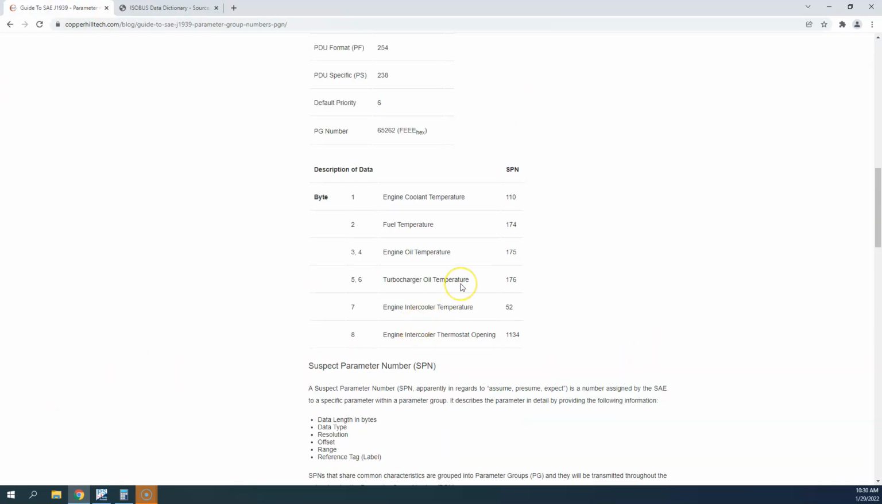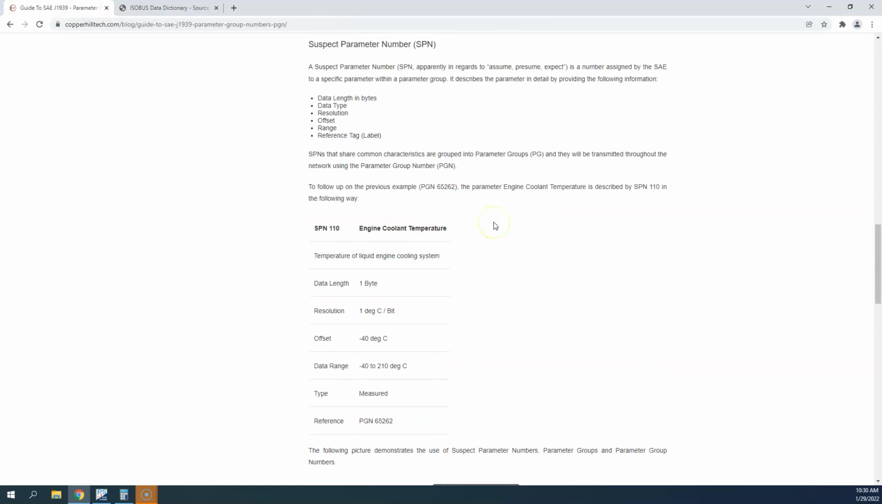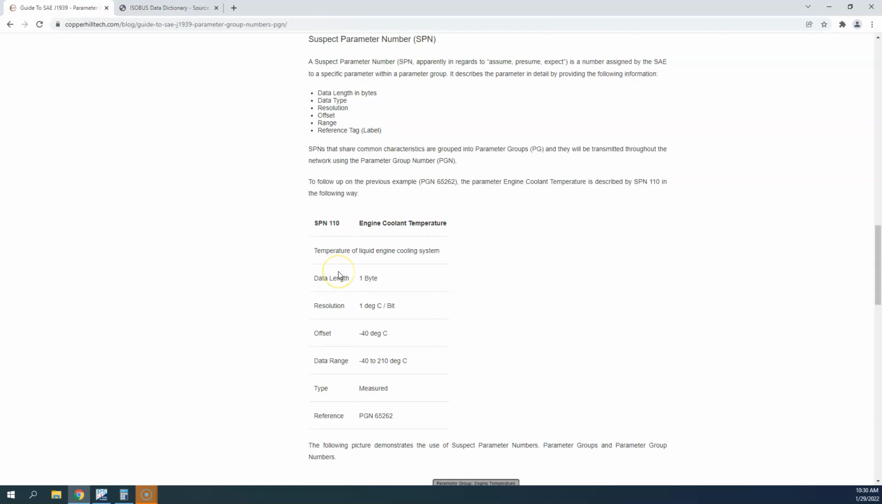We look at what byte number 1 is, and byte number 1 is engine coolant temperature, which has an SPN of 110. What we have to do first is convert that to decimal so that we know how many bits there are. We took that and converted the 47 from hex into decimal, subtracted 40 from that, and that told us what the engine coolant temperature was.